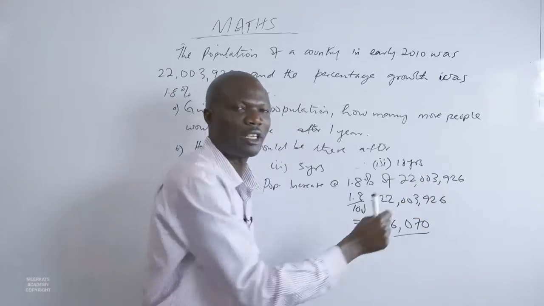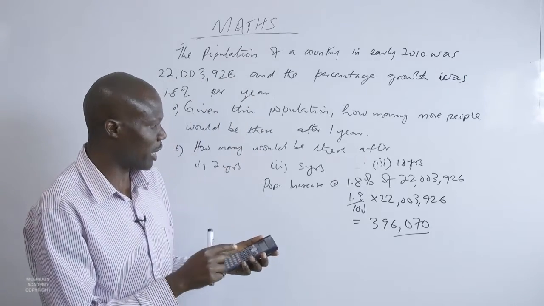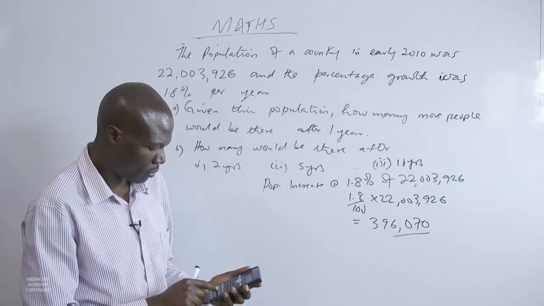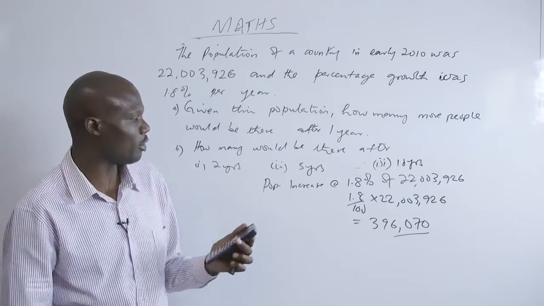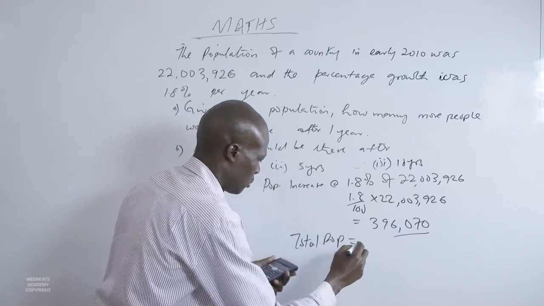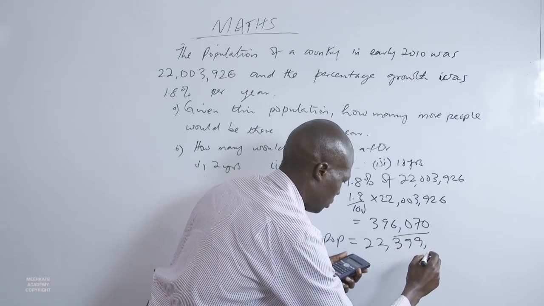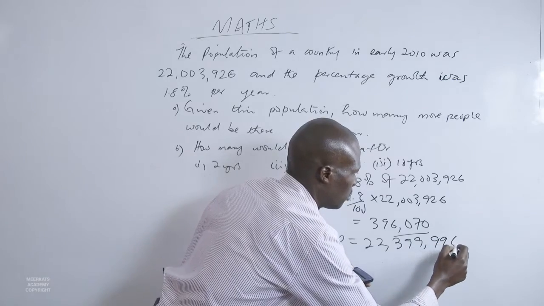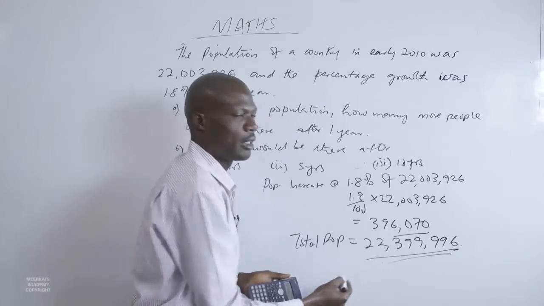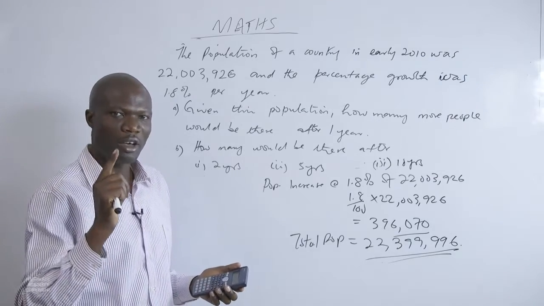So you take the population that was there in 2010, and add the increase after 1 year. When we add that, you find that our new population will be 22,399,996. That is after 1 year.